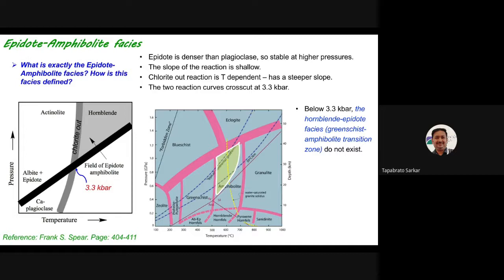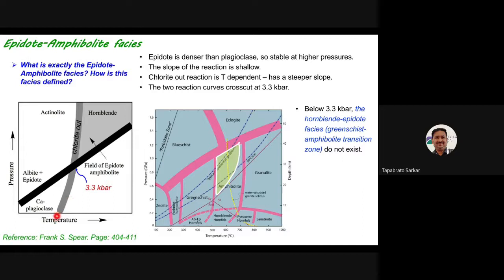Sorry, in the literature, and I wanted to just describe what it actually means and when this happens. So what exactly is this epidote amphibolite facies? Let us try to understand this diagram. This is the region we are talking about in the facies diagram.